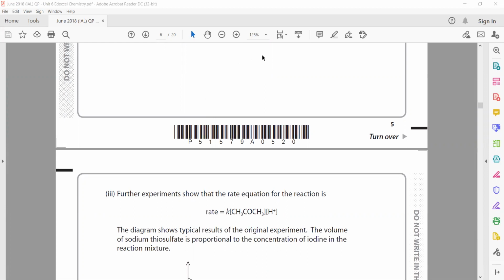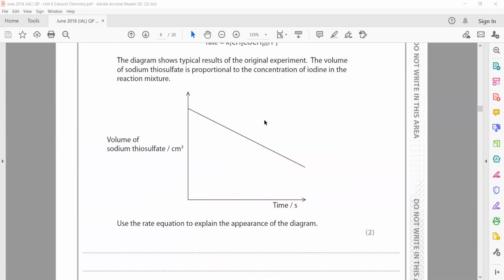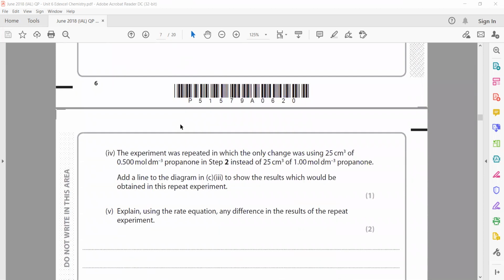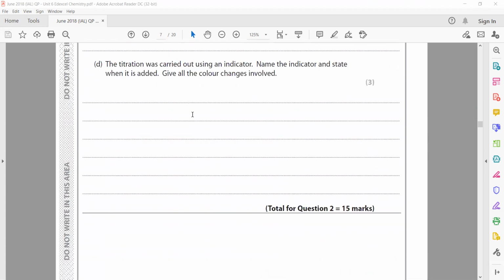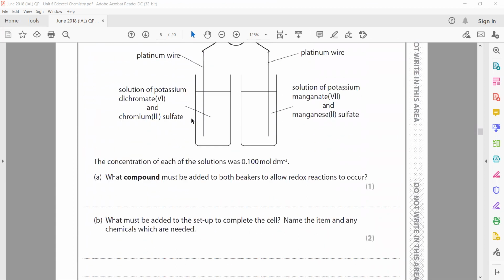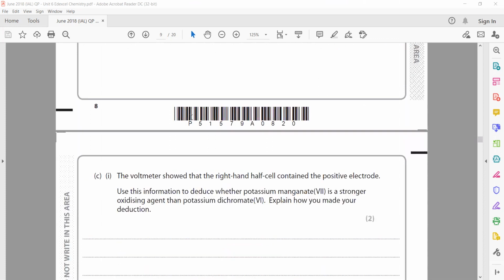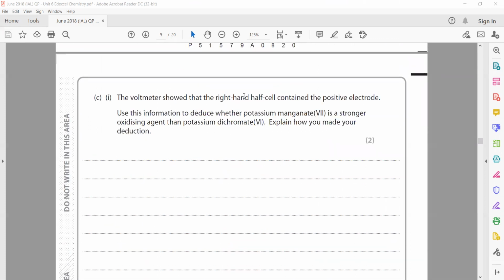Next question. After 2C1 and 2, question 3C1. The voltmeter shows that the right-hand half cell contains a positive electrode.